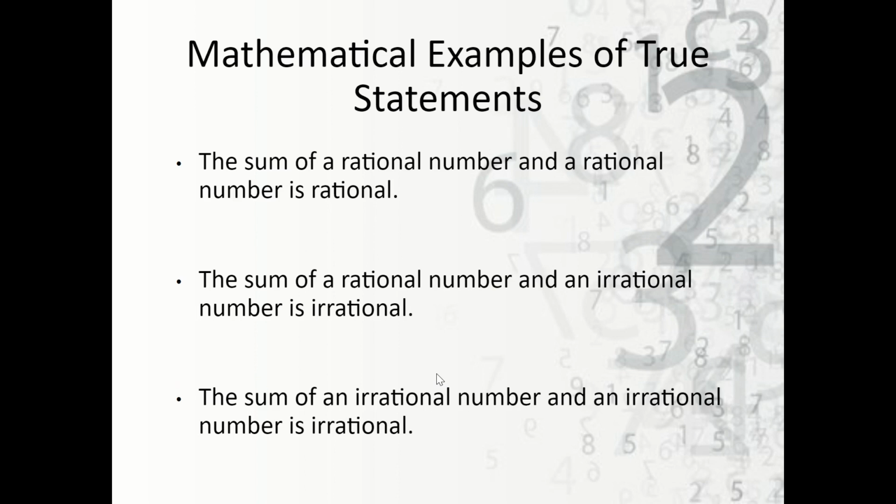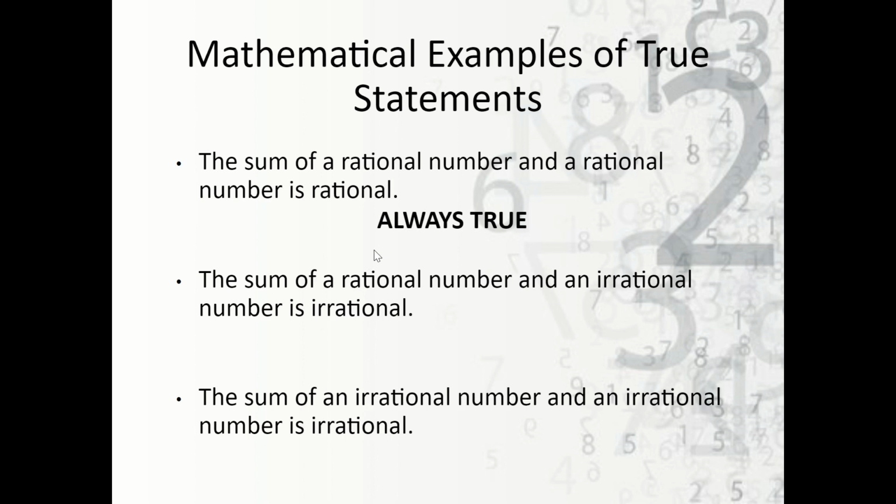So here's some examples of what we're talking about. It says the sum of a rational number and a rational number is rational. And we need to decide, is that sometimes true, always true, or never true? Well, if we add a rational number and a rational number, so that's a fraction and a fraction, if we add two fractions together, will we ever get anything that's not a fraction? Well, we know from closure that we'll always get a fraction in return. So this one is always true. It will always be rational.